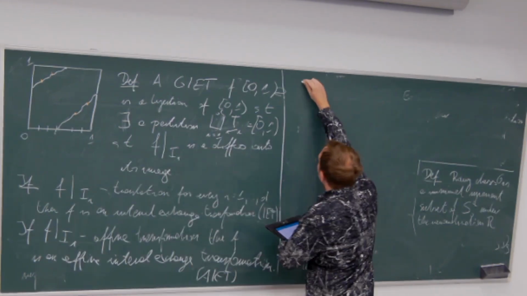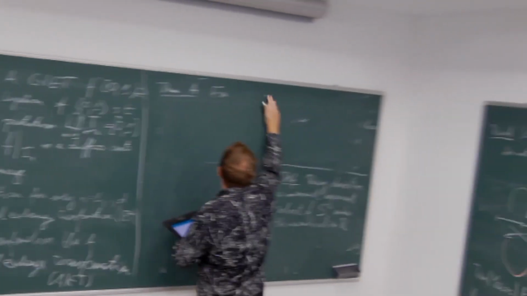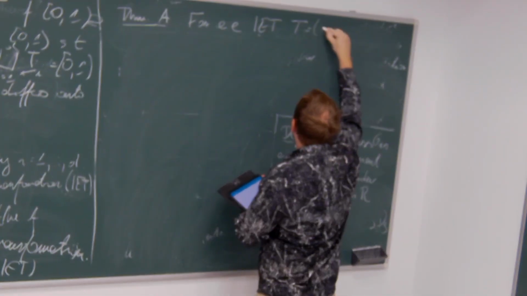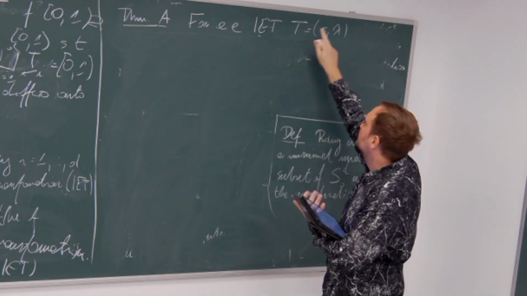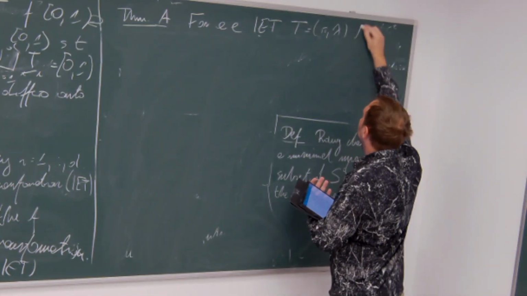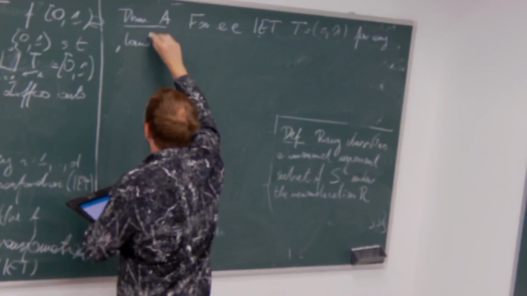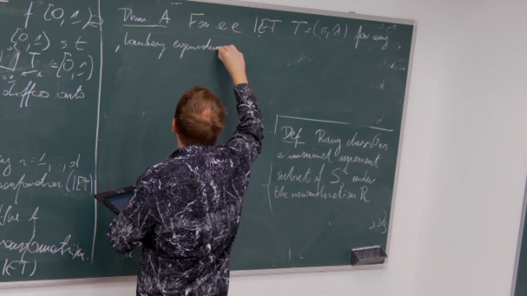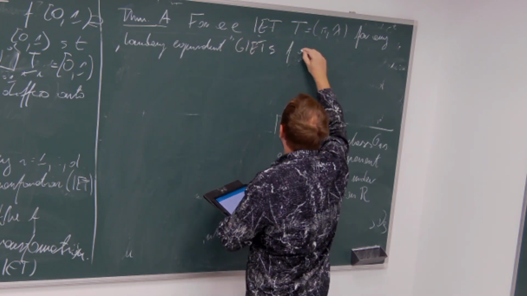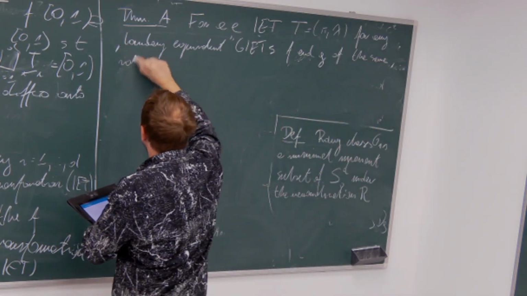Okay, so we have Theorem A. For almost every IET T equal to pi, lambda, again in those parameters which I just erased, where pi is the permutation and lambda is a length vector from the positive simplex of lengths, for any boundary equivalent GIETs F and G of the same rotation number in this sense, I will write this here but I will not define it, I will more or less just say what it means.